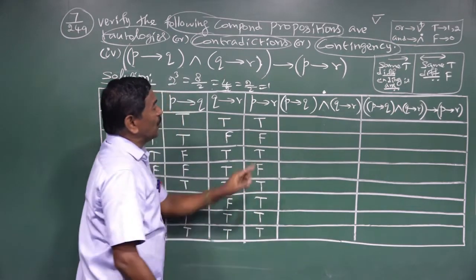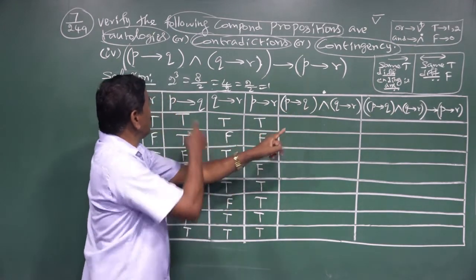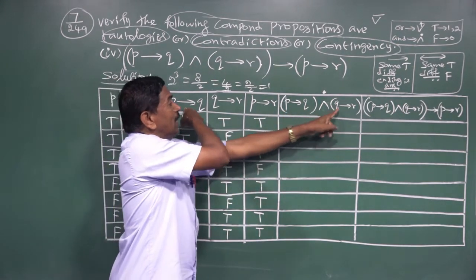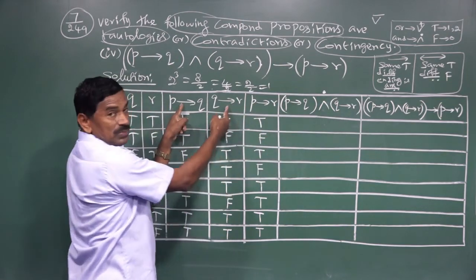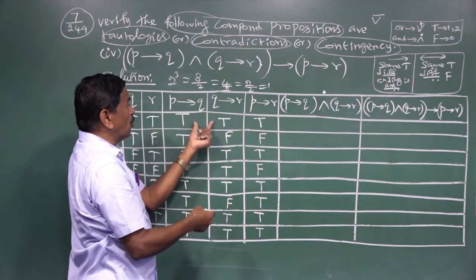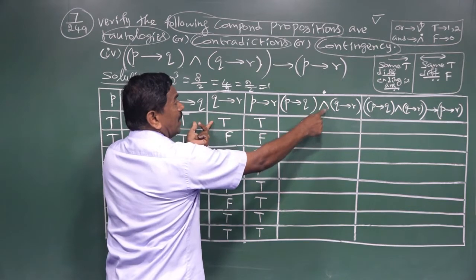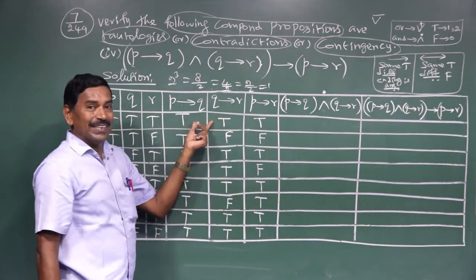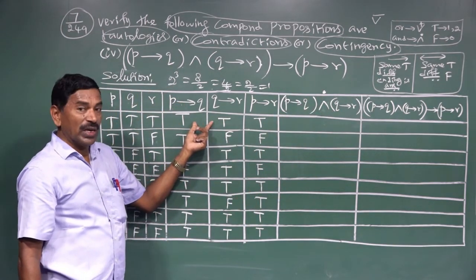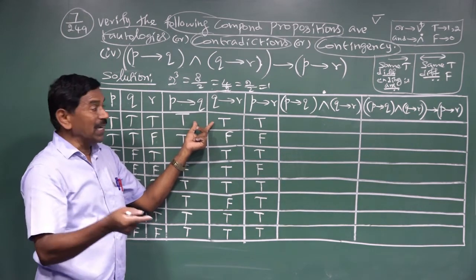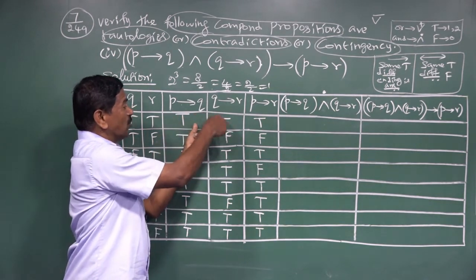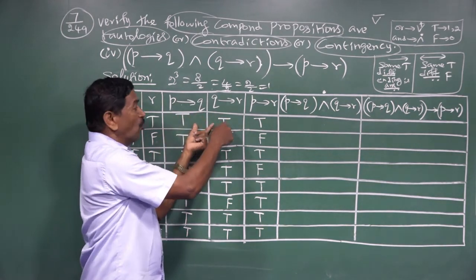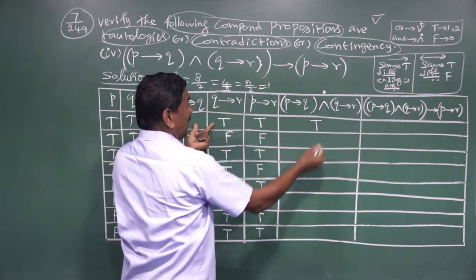Now, P tends to Q, and then Q tends to R. So these two statements. Come downwards. What is the middle relation? And. And means multiplication. Important. Multiplication: true means 1, true means 1. So 1 into 1 is 1. 1 means true. Yes, completed.